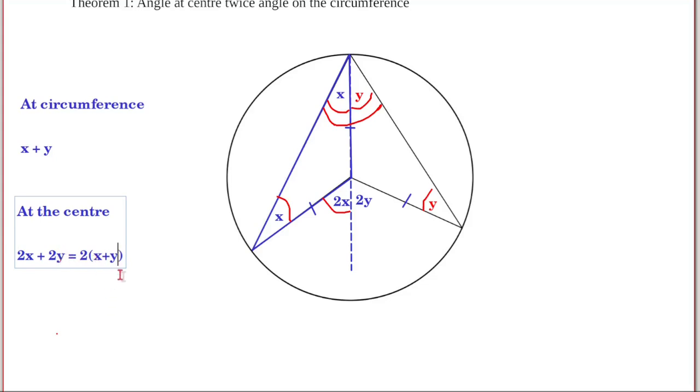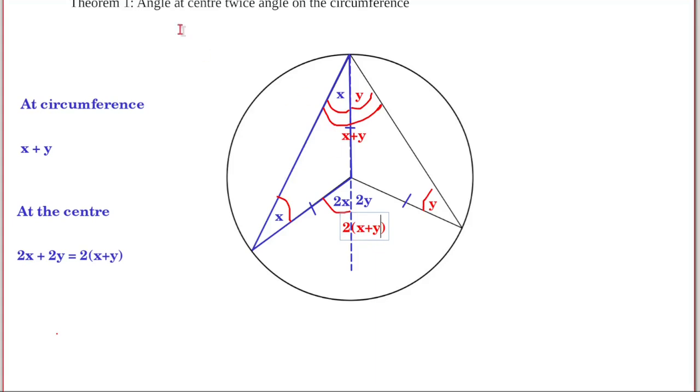So in other words, we've now established that this angle is actually a half of this one. Notice this is 2x plus 2y and this is just x plus y. So this is 2 into x plus y, and this one is x plus y. So overall, here it's x plus y, and then here it's 2 into x plus y.